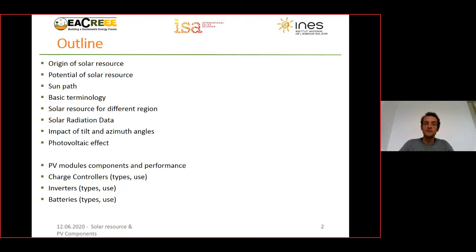And then after defining what the PV effect is and how a PV module works, Fred will work with you on what the main components are in terms of modules, how they perform under specific meteorological conditions, but also what other components you need to take into account, which are charge controllers and inverters, which types you can use, how do they perform, and lastly, one of the major components in the off-grid PV system, which is batteries, how to maintain them, how to design, and what the characteristics of such components are.